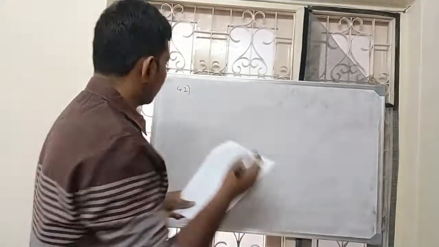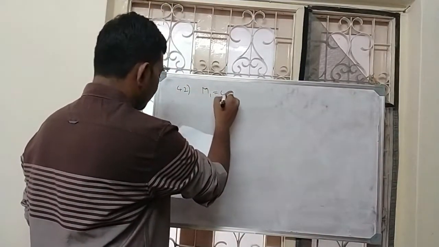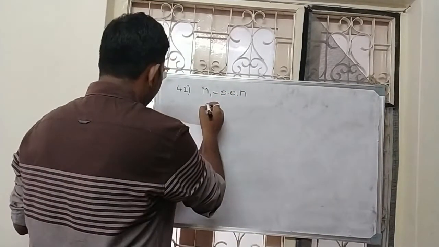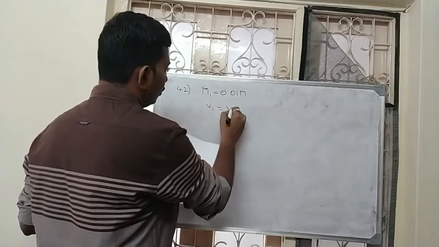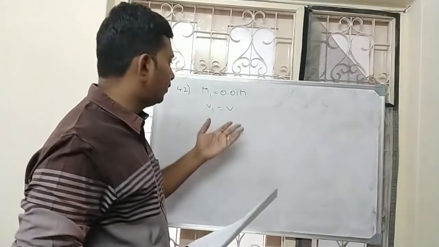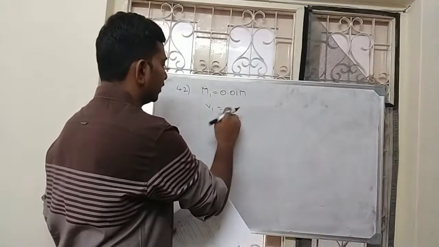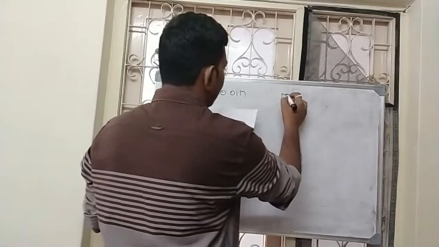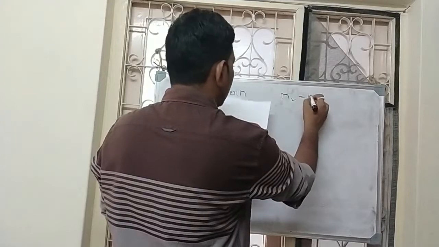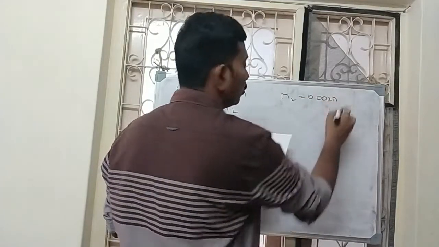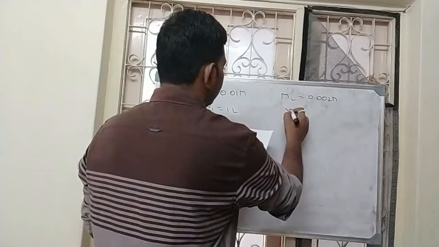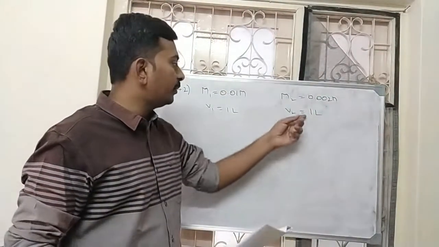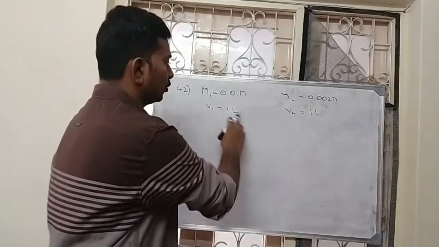So initially for the first solution, the concentration is given as 0.01 molar. And they are telling both the solutions are having equal volumes. Let it be V liters, or we can take it as 1 liter. Volume of this is 1 liter. Then for the second solution, the concentration is 0.002 molar and the volume is the same, V2 value will be 1 liter. So we are mixing these two solutions.